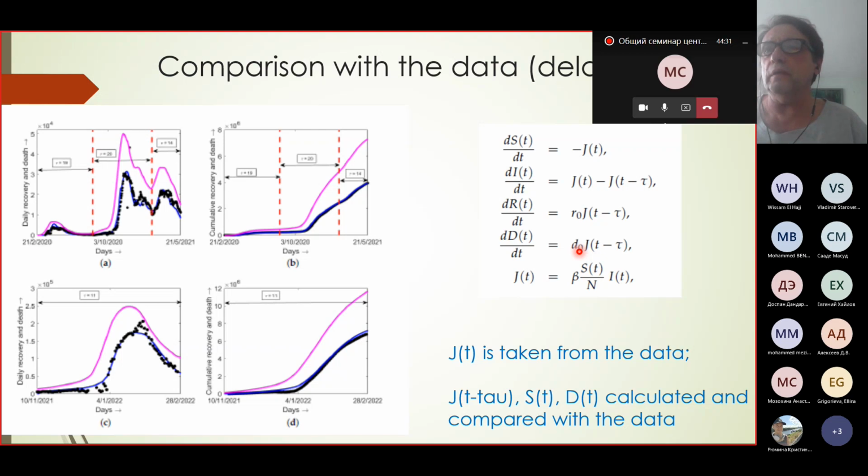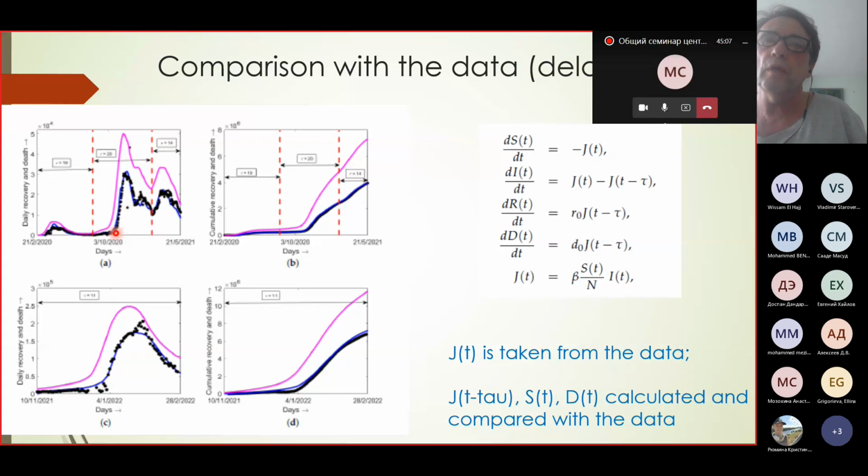Why do we take exactly that new recovery and death? Because this data are available. If you open the huge amount of data for the COVID-19 epidemic, this data usually shows new daily infections and new daily recovery and death. So all this data are available. So we take this J of t from the data, and we determine this R and D, newly daily recovery and death, and the results are shown here.